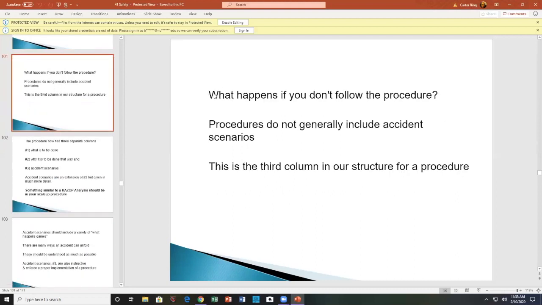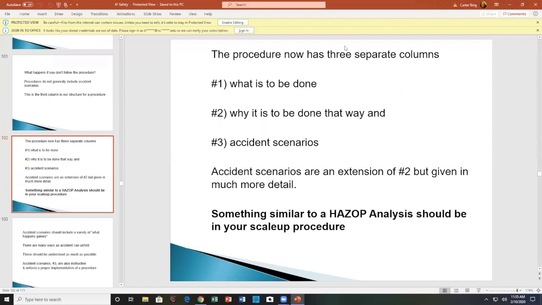So this column should include what happens if you don't follow the procedure. Procedures do not generally include accident scenarios, which is the third column of our structure for a procedure. So the columns now, three separate columns: what's to be done, why is it to be done that way, and what accidents have happened if you weren't doing it that way? Accident scenarios are an extension of number two, but given in much more detail.